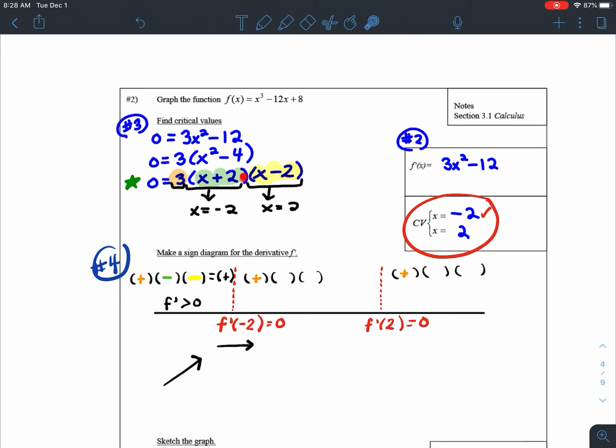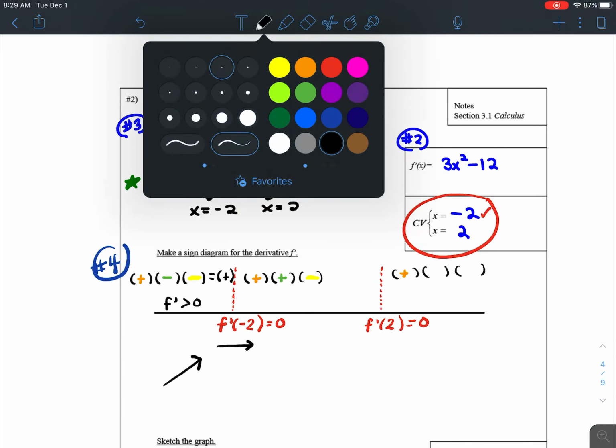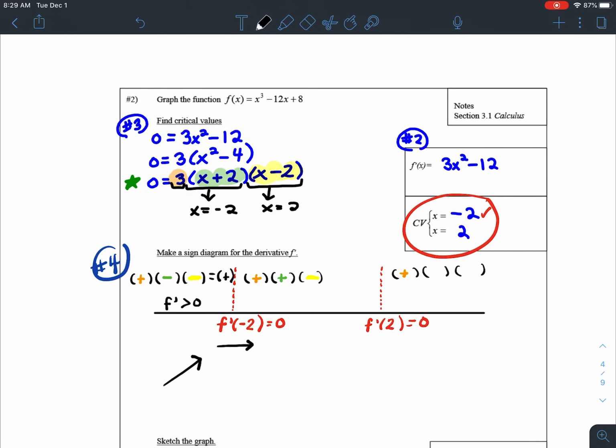I'm going to come up here and look at my green factor. If I plug a 0 in, I'm going to be left with a +2. So that means my middle factor is a positive. If I plug 0 into my yellow factor up here, I'm going to be left with a -2. So that means my third factor is going to be negative. So a positive times a positive times a negative overall means my slope in this middle interval is negative. My slope, my derivative is less than 0. So I'm going to draw an arrow going down.